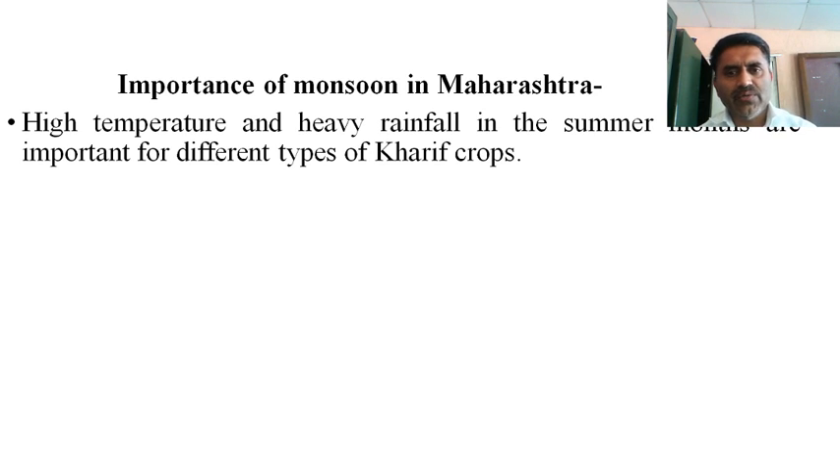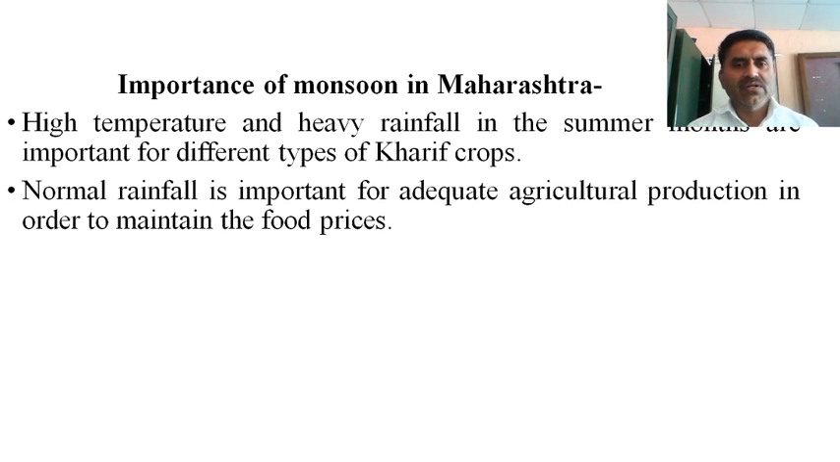High temperature and heavy rainfall in the summer months are important for different types of crops. High temperature is also important, as well as heavy rainfall in the summer months, because there is the kharif crop. Kharif in the sense the crops which can grow in the rainy season. So that condition is also important.